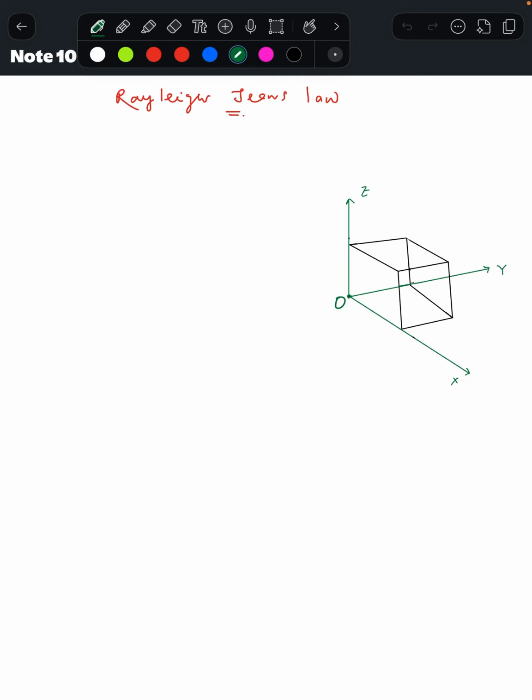So this is the second video we are starting on the blackbody radiation. Today we'll see the derivation of Rayleigh-Jeans law. Let us have a quick recap of whatever we have studied in the last lecture.